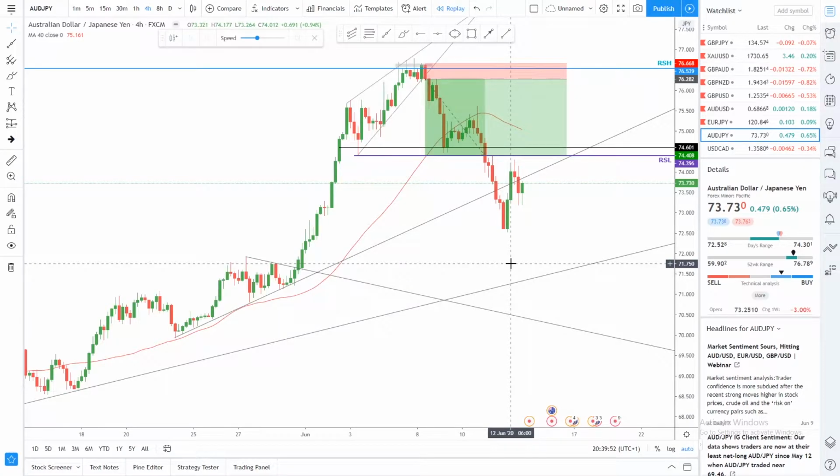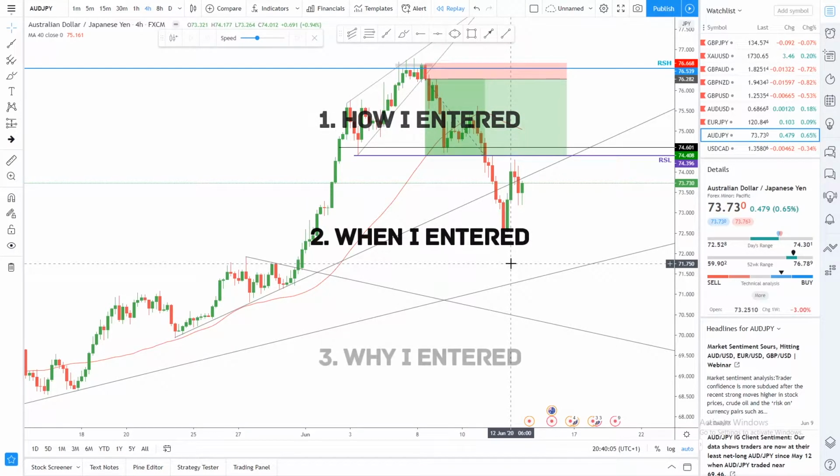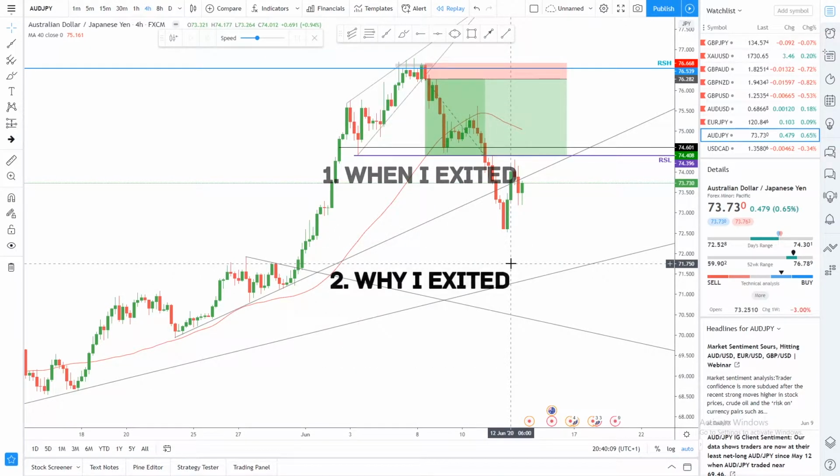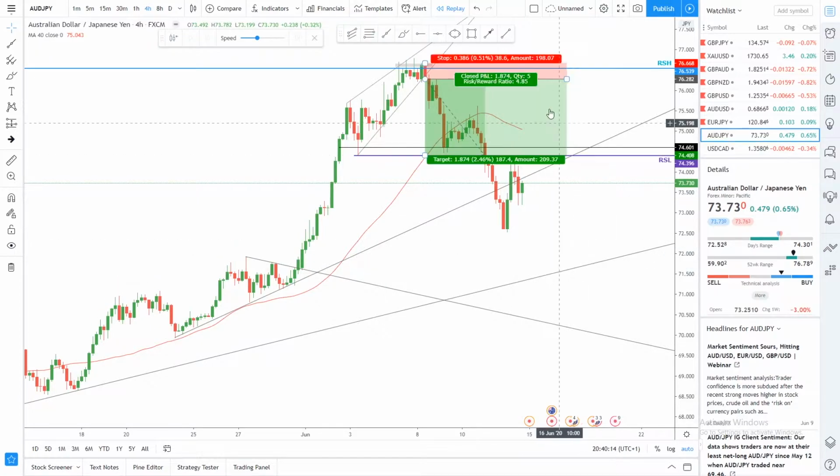So today I'm going to be breaking down an Australian dollar Japanese yen trade that I took last week from the 8th of June to the 9th of June. I'm going to be completely breaking it down on how I entered, when I entered, why I entered, and then also when I exited and why I exited. So as you can see, this is the trade that I had. We had a 1 to 4.85 risk to reward ratio, and we also had a 40 pip stop for 190 pip gain, and we're just going to break that down.